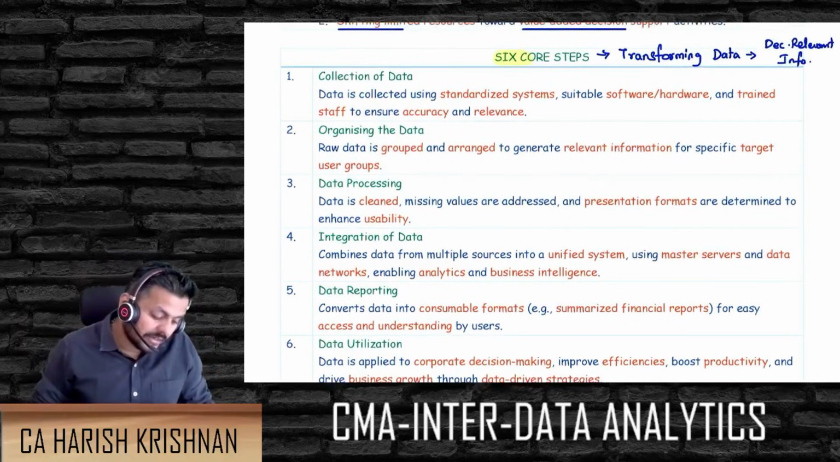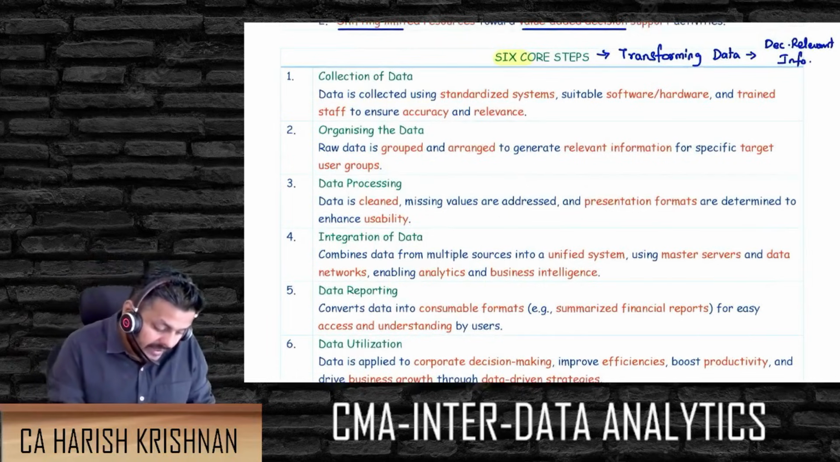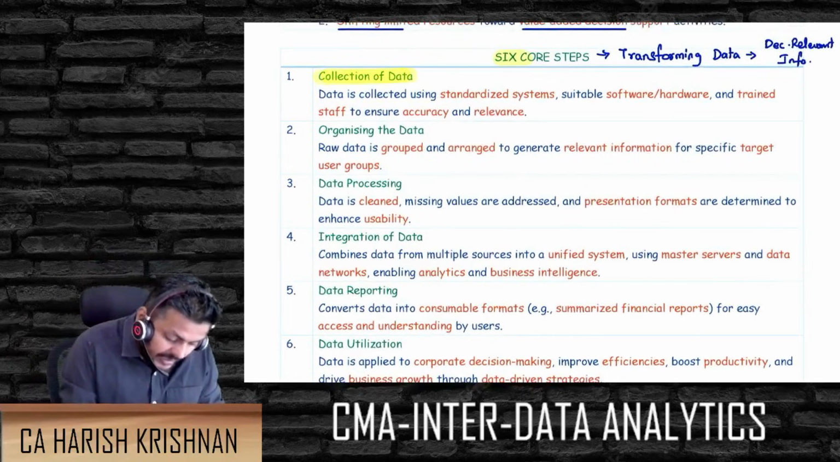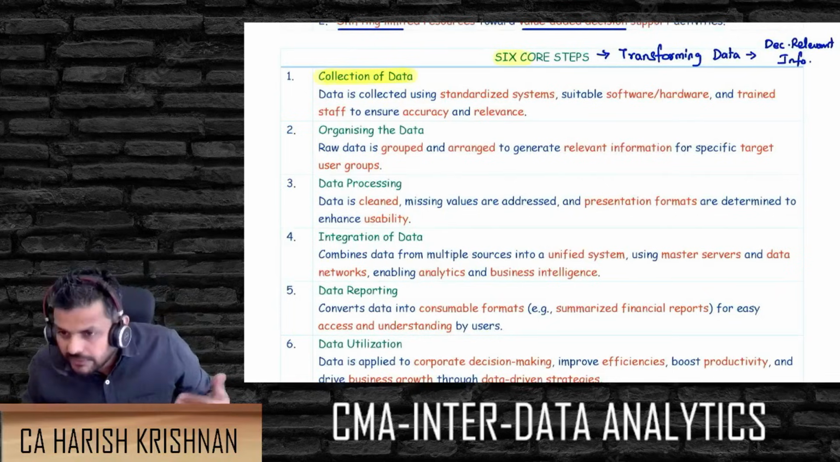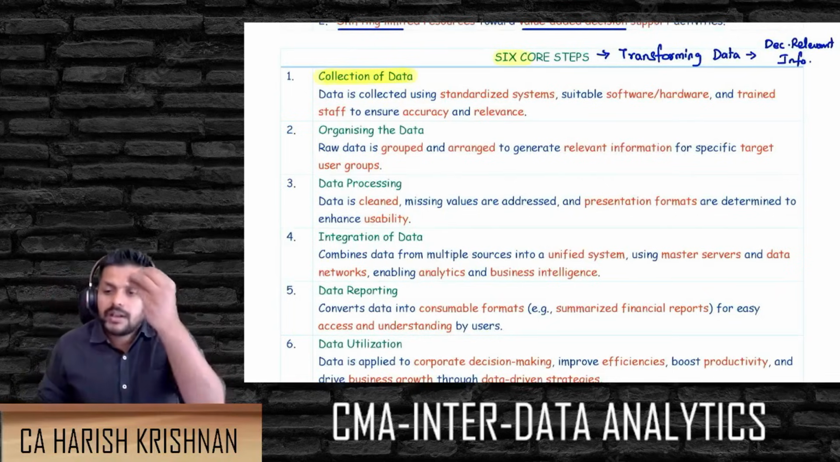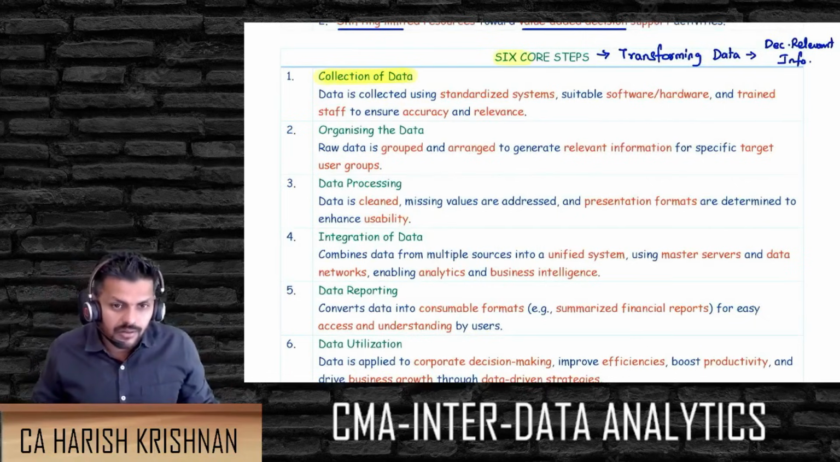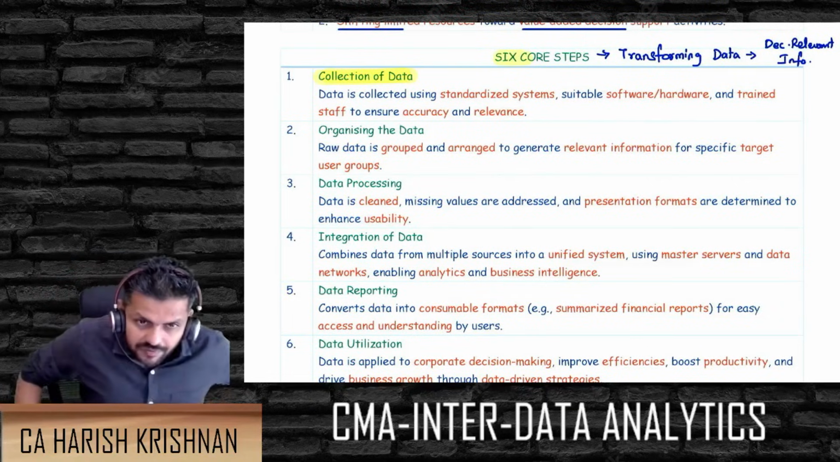Talk about collection of data. The first one is collection. If the data itself is wrong, the processing will automatically process the wrong data. Results will ultimately be wrong, and we don't want that. So basically, collection of data.